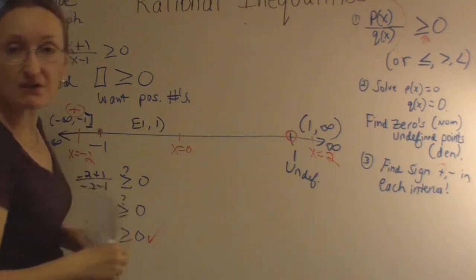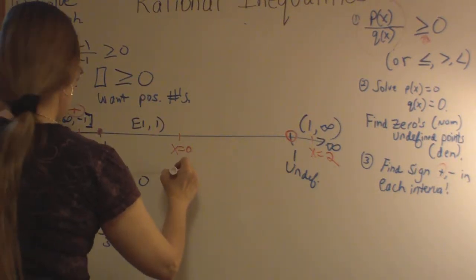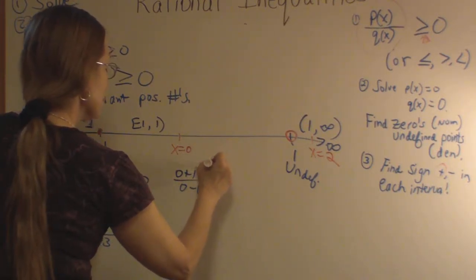Now when x is equal to 0, you do the same thing. You're just going to plug the 0 into x, into that original expression. So we're going to have 0 plus 1 over 0 minus 1 greater than or equal to 0. Is it?